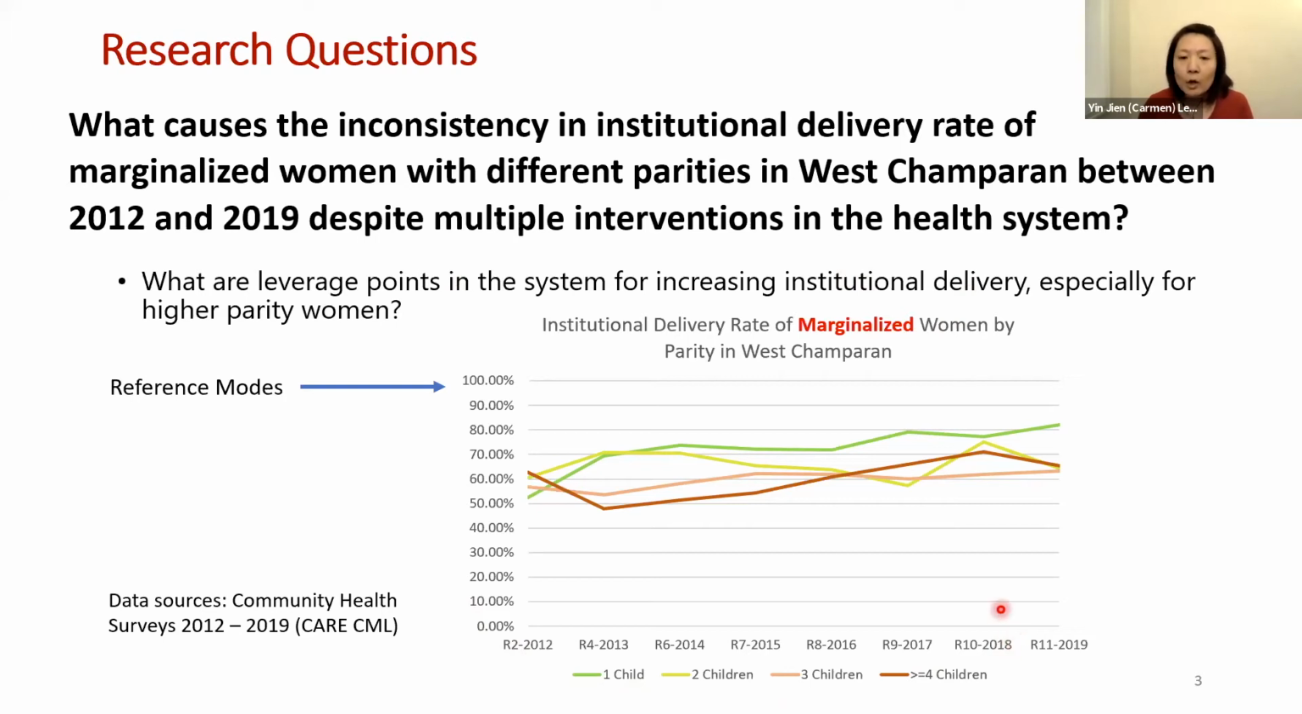This graph is what we normally call a reference mode in system dynamics field. It is a behavior over time graph to which the model output is compared. These four lines show the institutional delivery rate of women with different parities. It seems that the green line, which is the women with one child, the likelihood of delivering in institution is higher than the rest of the groups, which is women with 2 children in the yellow line, and the light orange line shows the trend of the women with 3 children, and the dark red is the trend for the women with 4 and above children.